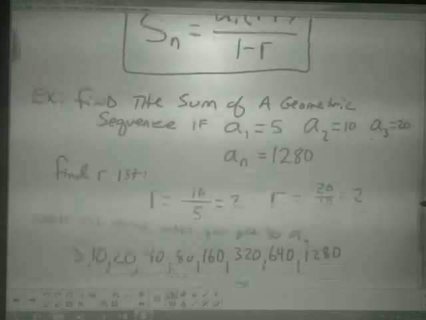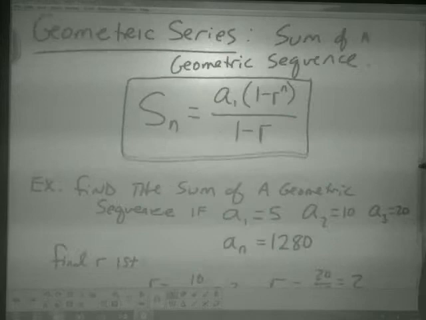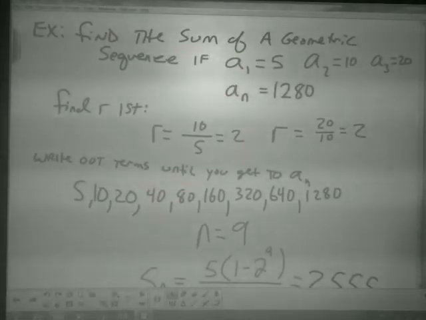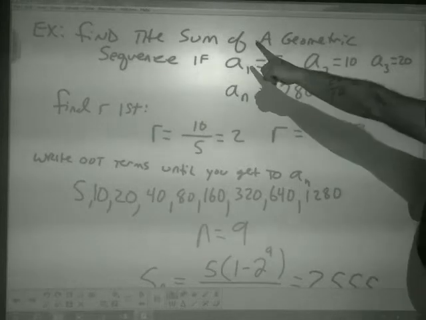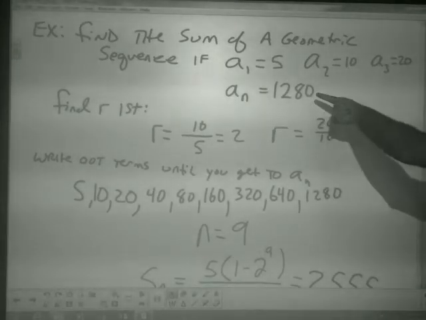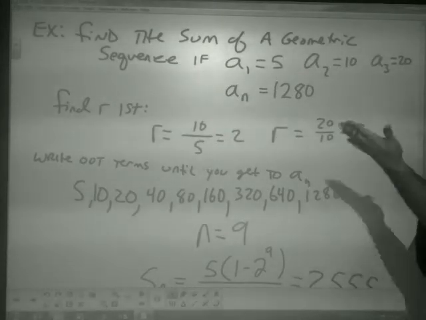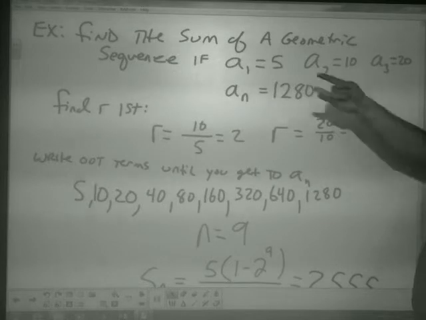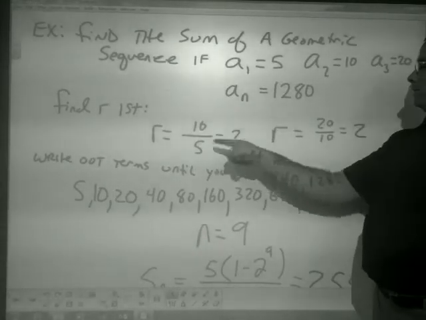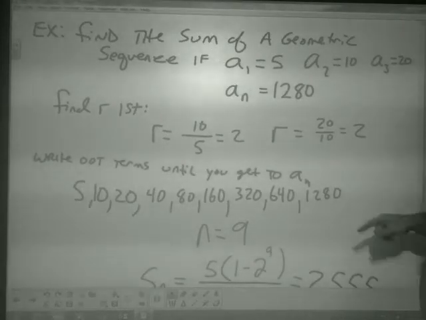So for example, find the sum of the geometric sequence, which we would call a geometric series, but the sum of that sequence. If I know my first term is 5, my second term is 10, my third term is 20, and the last term is 1280. I don't know how many terms it was, but it was 1280. So first, we have to find the ratio again. 10 divided by 5 is 2, 20 divided by 10 is 2, my ratio is 2.